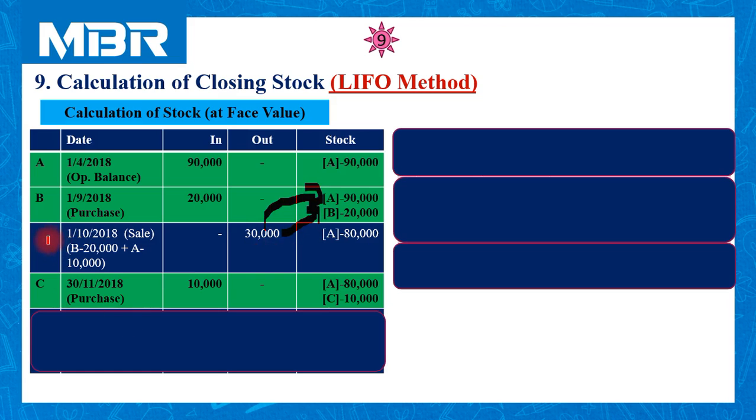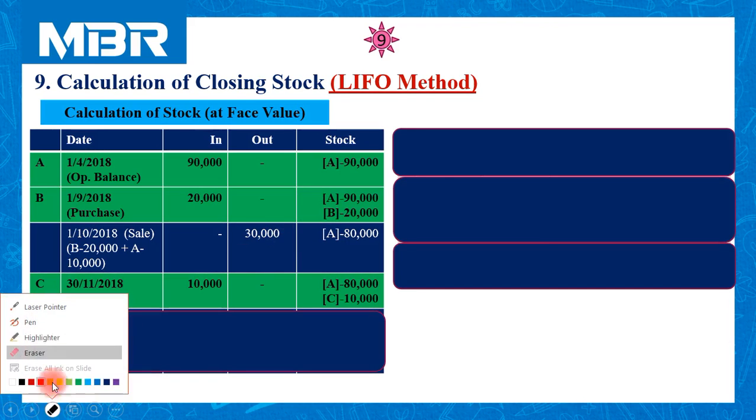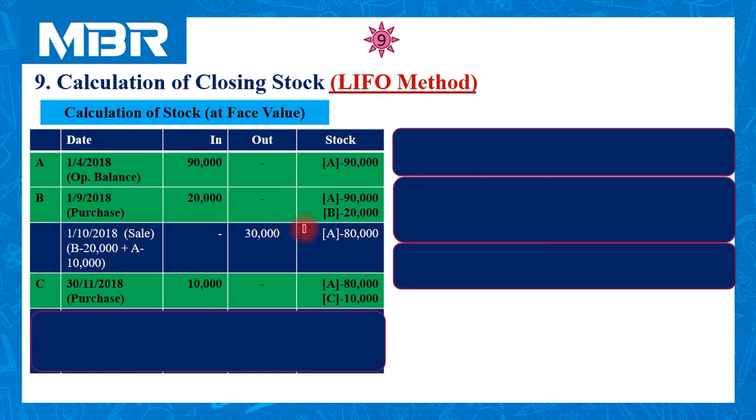For your reference, I have written over here last in first out. So we need to sell from the last purchase. We need to sell for rupees 30,000. Let me explain again. We need to sell for rupees 30,000, right? But unfortunately, securities worth rupees 30,000 are not available to us in the last lot. So from the last lot, we will be selling securities worth rupees 20,000, and the remaining 10,000 rupees is sold from A. So it is written over here for your reference.